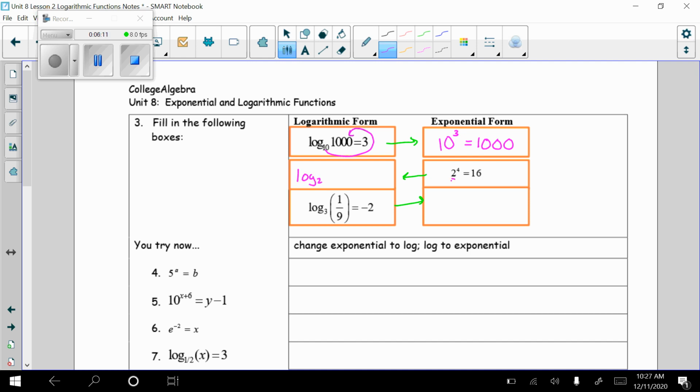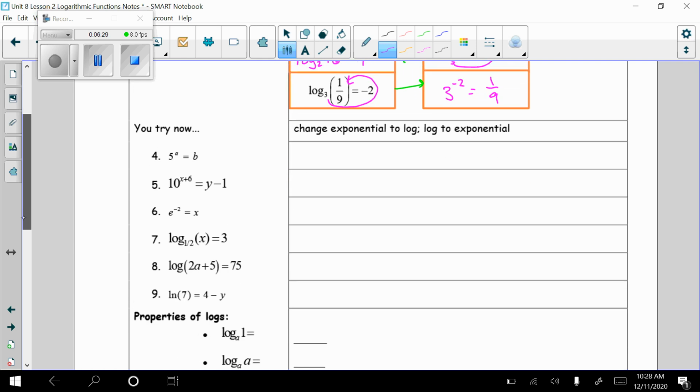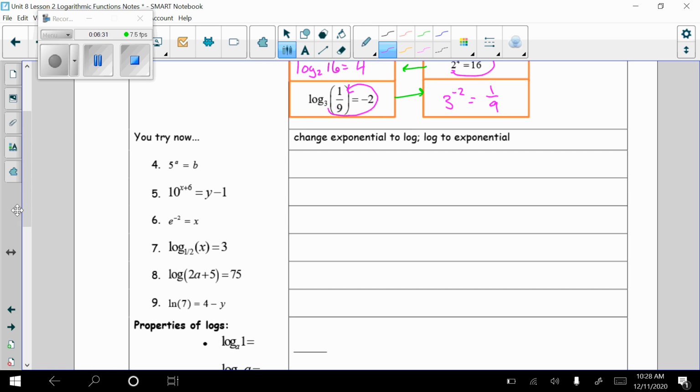Log base 2, base stays the same, of 16 is equal to the exponent. A log is always equal to the exponent. And same thing here. 3 to the negative 2 being our exponent is equal to 1/9. Okay, so here is a few of them that I'd like you to try converting back and forth from log form to exponential or exponential to log.